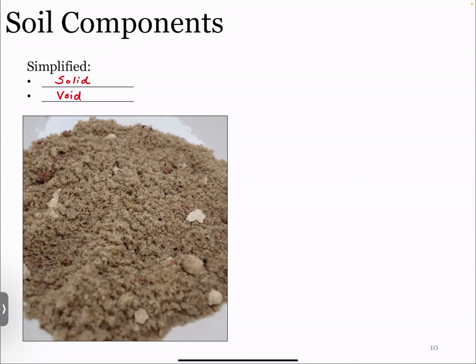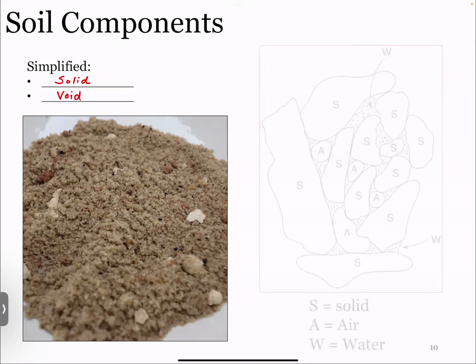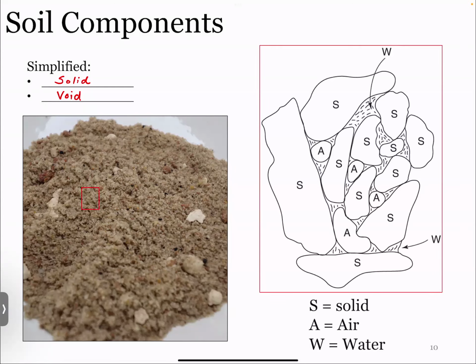Now, hopefully just by looking at this picture, you can think, well, the solid portion could be made up of a bunch of different stuff. It could be granite, or quartz, or shell. It can also be a bunch of different sizes of material, like you can see in the picture. But for now, we're just going to say we have a solid portion and a void portion. That void portion can also be made up of different things too.